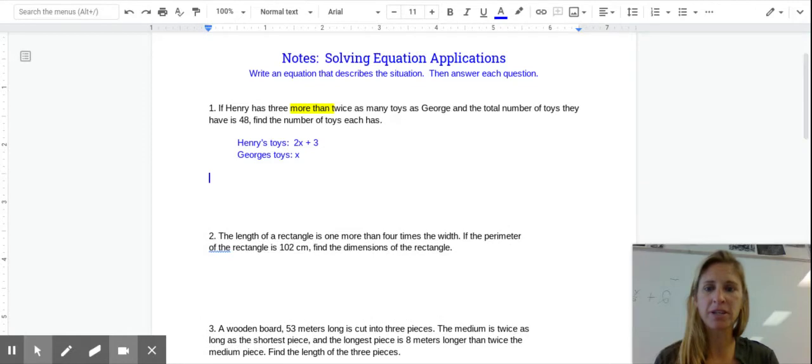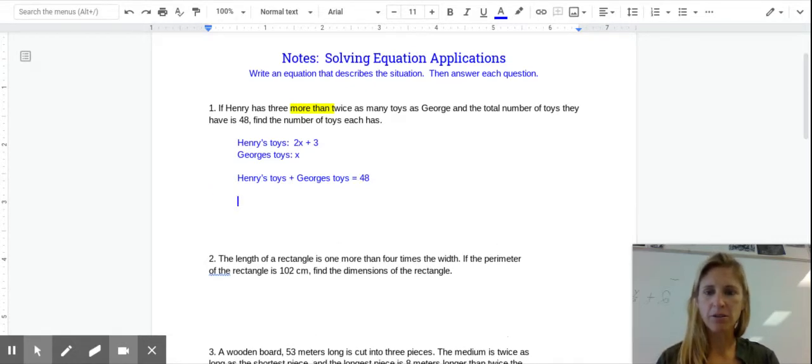How many does Henry have? How many does George have? Based on each other. The second part is, how many do they have total? So the total number of toys they have is 48. So that means that if we take Henry's toys and we add on George's toys, and just excuse my spelling and my punctuation as I go through, that's going to equal the total number of toys. So I'm going to go down another line, 2x plus 3 plus George's toys is going to equal 48. Now I've got algebra.